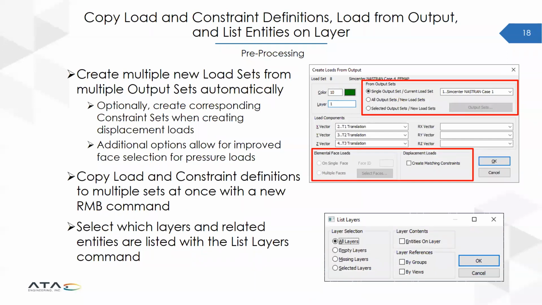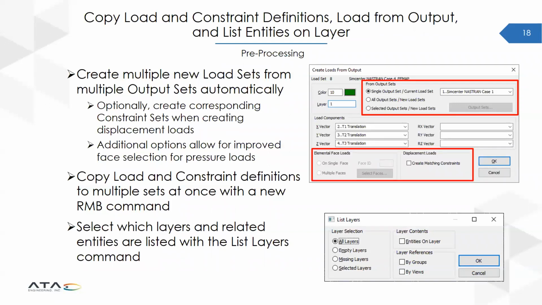So we'll wrap up our pre-processing section with some updates to loads and things like that. The first new feature here to point out is that it's now possible to create multiple new load sets based on multiple output sets automatically. So previously, you could only create one new load at a time based on one output. And a use case where you might want to do something like this, say you have a transient thermal analysis and you want to create temperature loads based on each of those output time increments. Now you can go ahead and create all of those at once.